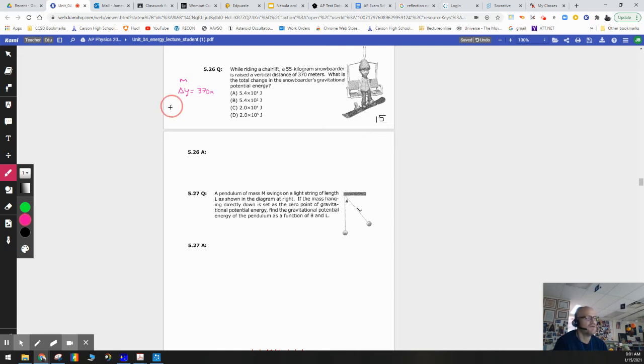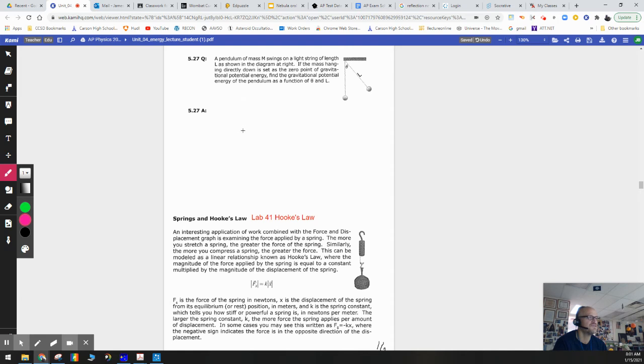So what all that means is, what's delta U? It's changing. That's going to be based on the mass, which is not changing, g, which is not changing, but there is a change in delta Y, because he's raised a vertical distance of 3.7 meters. So this should be a straightforward computation. That should be gravitational potential energy. 5.27. We'll hit pause.